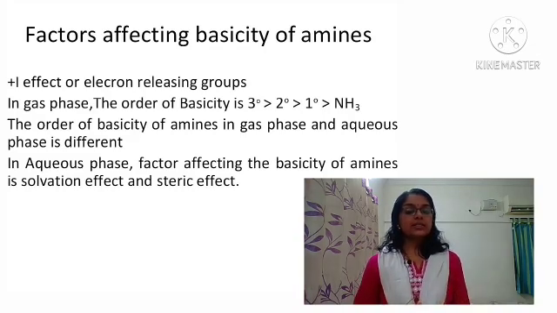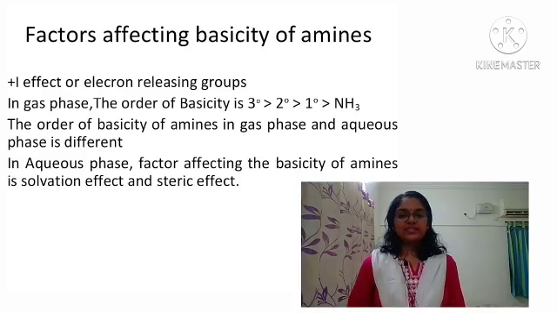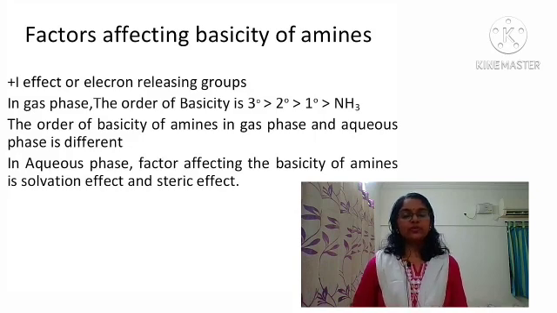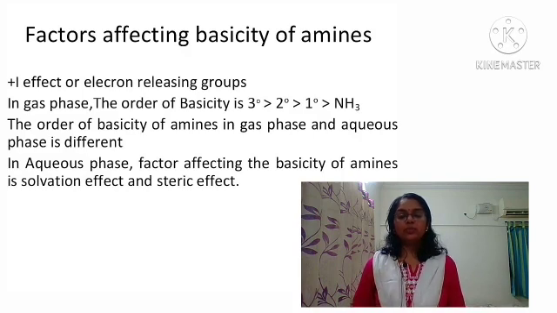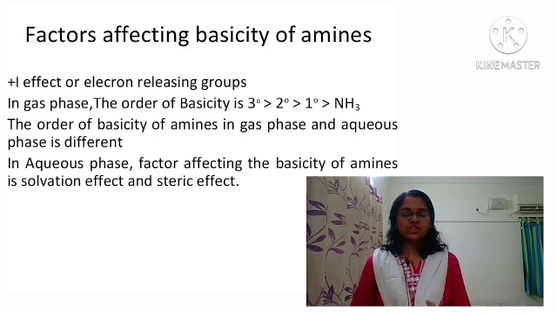Increasing the electron releasing groups around the nitrogen atom makes the lone pair of electrons more available to share a proton, so that it attracts a proton more easily. The presence of one or more electron releasing groups around the nitrogen atom increases the availability of the lone pair of electrons for protonation. So that is why alkyl amines are more basic when compared to ammonia. Now, primary, secondary and tertiary amines.